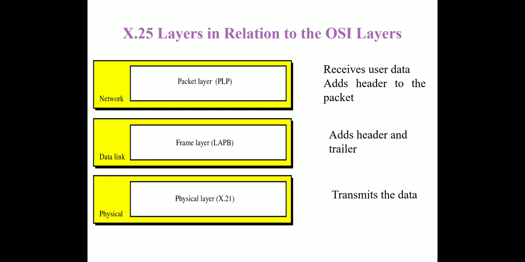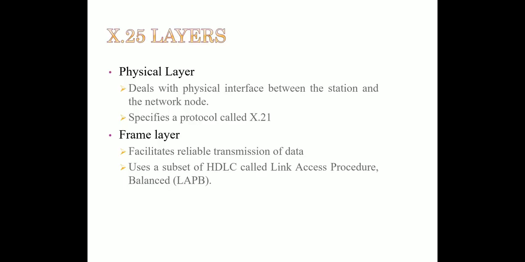Now what happens in X.25? The network or the packet layer receives the data, adds the header and makes a packet. This packet is given to the data or the frame layer, which adds the header as well as the trailer. And then this frame is given to the physical layer for transmission. So we'll see the different layers in detail.